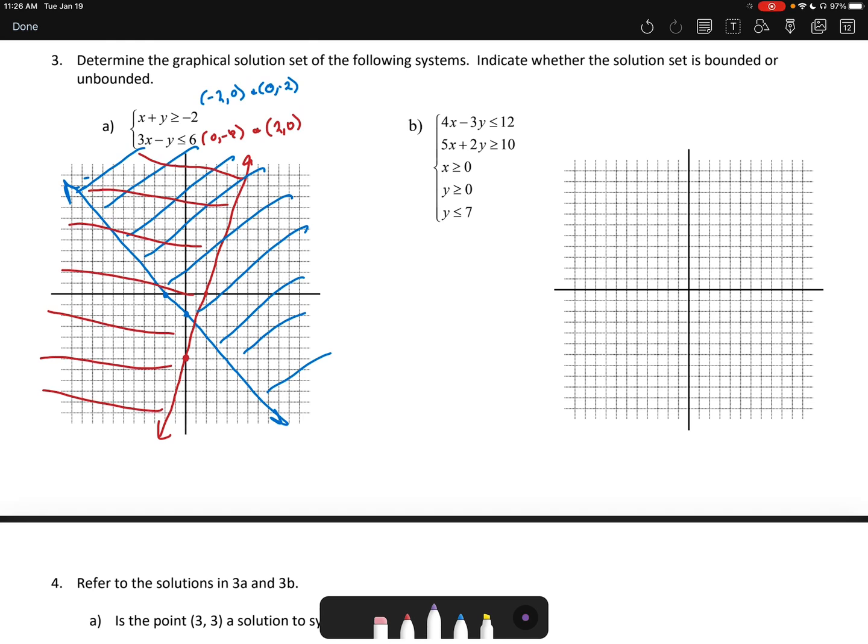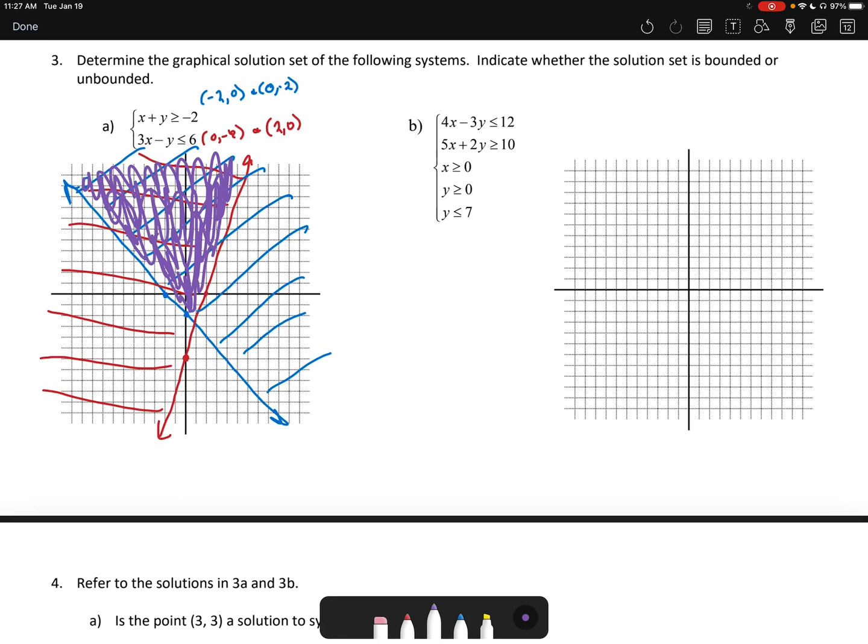And what I can see then is that my answer, and I'm going to color code it purple for the intersection of red and blue, is this area right here. This is the area that satisfies both inequalities. All the points in this area satisfy each one of those. And so that is our final solution.